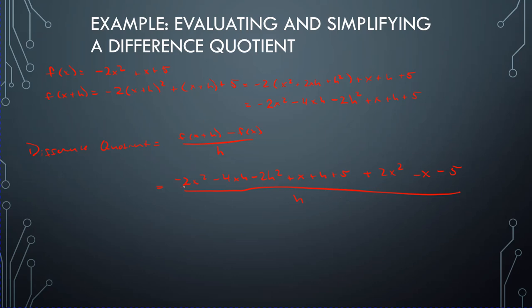Check this out. What cancels? The x squared right there. Minus x, plus x. Wow, check that out. Minus 5 plus 5. Let's see what we're left with: minus 4xh minus 2h squared plus h, all over h. Well, factor out an h here. So minus 4x minus 2h plus 1, all over h. Check it out, the h's cancel. You're left with minus 4x minus 2h plus 1. And we got it.